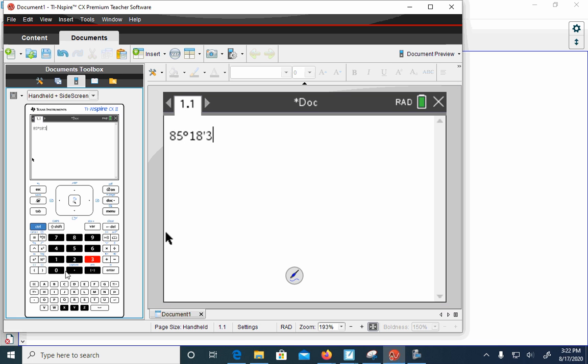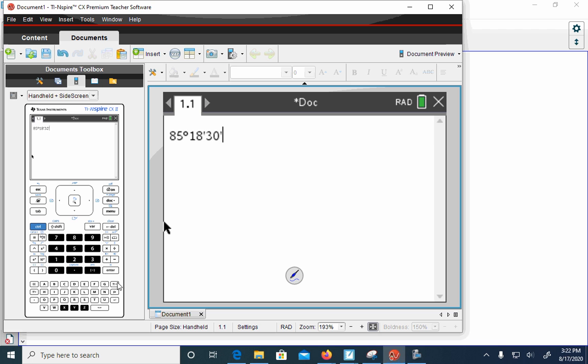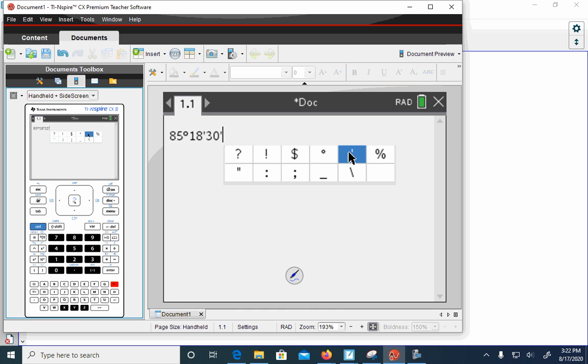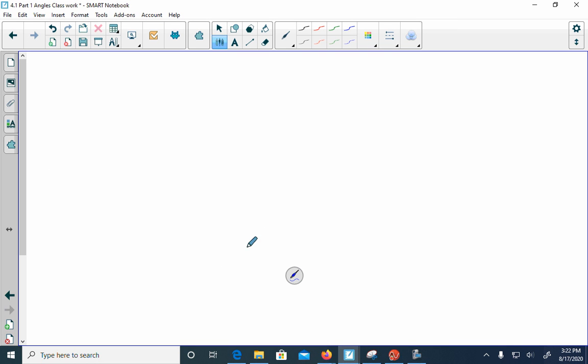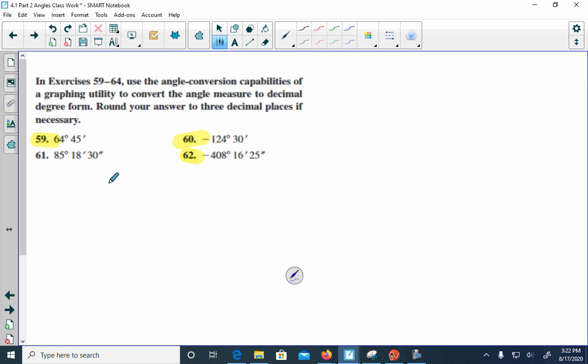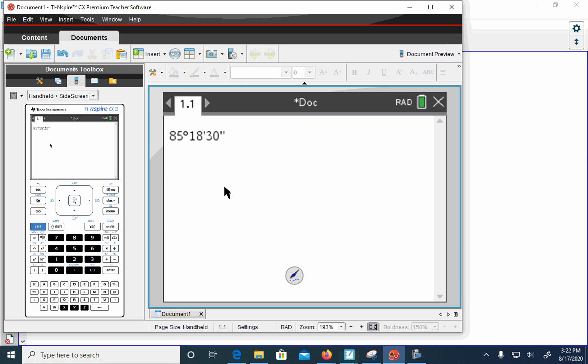And then 30 degrees. And here's where we run into a little snafu. I am so tempted to hit this symbol, and it should work, but it doesn't, and I don't know why. So I'm going to hit the tick mark, and then I'm going to hit that tick mark again. So I have that. It looks just like the problem on the piece of paper, exactly like the problem on the piece of paper. 85 degrees, 18 minutes, 30 seconds. Looks exactly like what I have on my calculator.